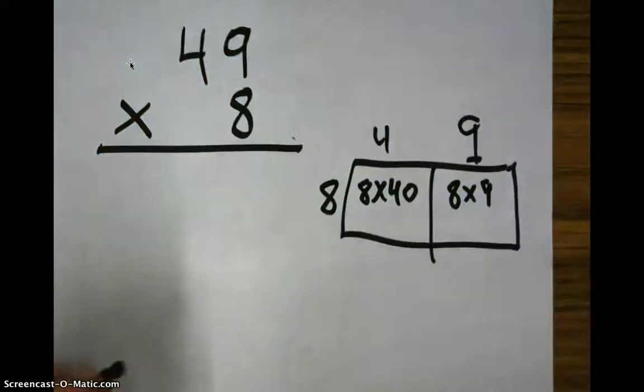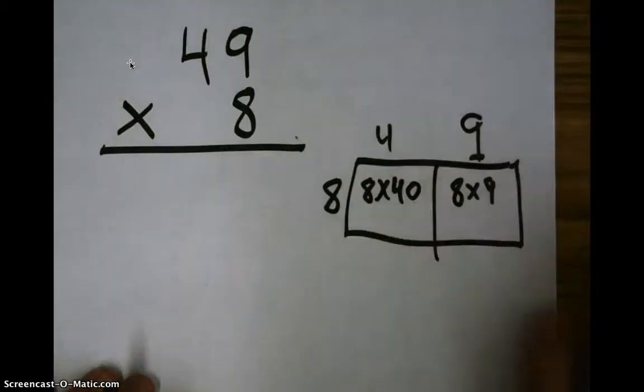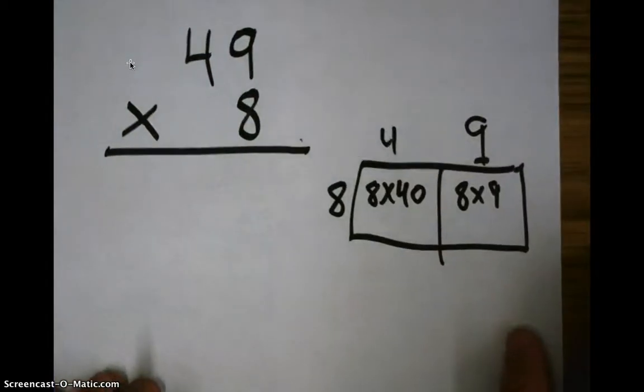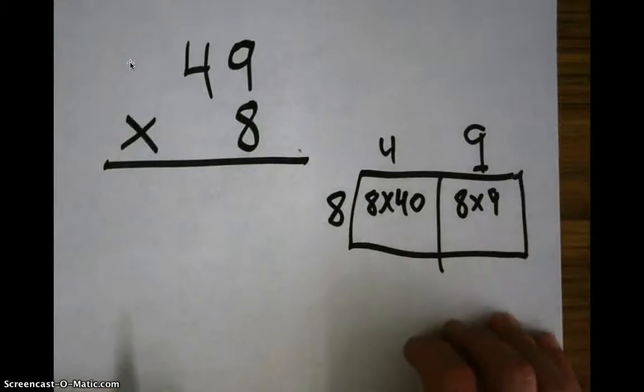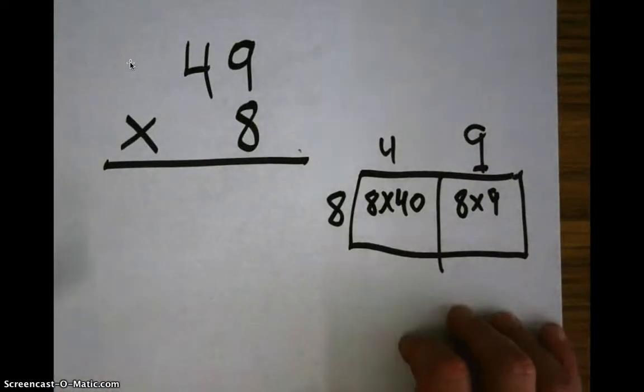Well, I think we're ready to let go of the box. You're certainly welcome to draw the box if that helps you. But I think we're at the point now, we've done a lot of work with place value. I think you can do it without the box. So let's try it without the box.